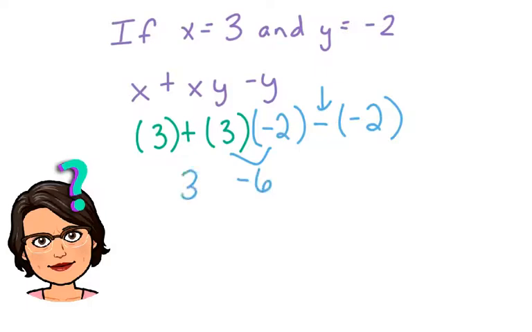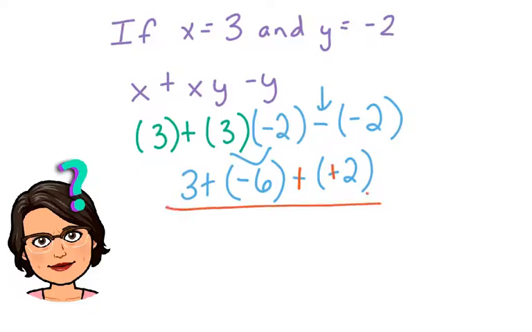And I still have 3 plus, and I better put that in parentheses so I don't get confused. 3 plus negative 6 minus negative 2. Now, do I really want a subtraction sign with the negative number? No, I'm going to change that to an addition sign, which means I have to change the -2 to the opposite, which is +2.